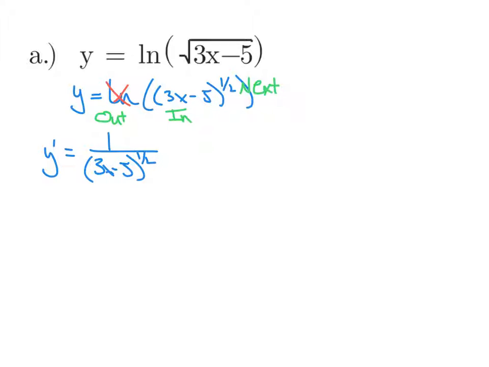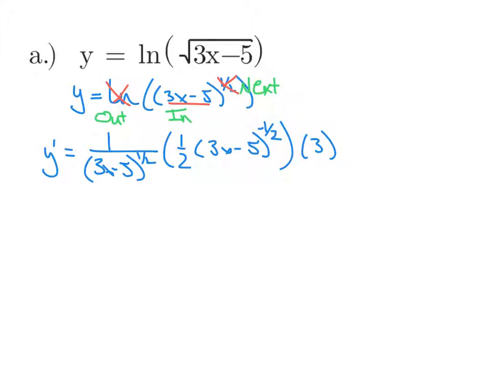The next thing I'm going to deal with is the power, 1/2. And how we deal with powers is we bring the power down. So I'm going to multiply by 1/2 times 3x minus 5 to the negative 1/2 power. So we bring the power down and reduce the power by 1. So this is the derivative of that next part. The last piece we have is this 3x minus 5, and the derivative of 3x minus 5 is just 3.